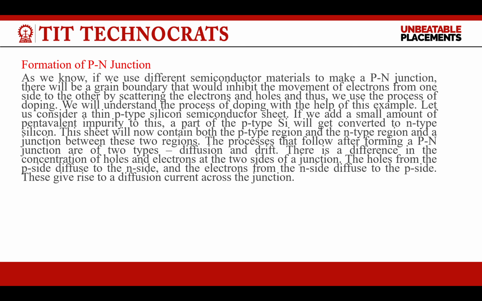The processes that follow after forming the p-n junction are of two types, that is, the first one is diffusion and the second one is drift. There is a difference in the concentration of holes and electrons, that is carriers, at the two sides of the junction. The holes from the p side diffuse to the n side, and the electrons from the n side diffuse to the p side. This gives rise to the diffusion current across the junction.